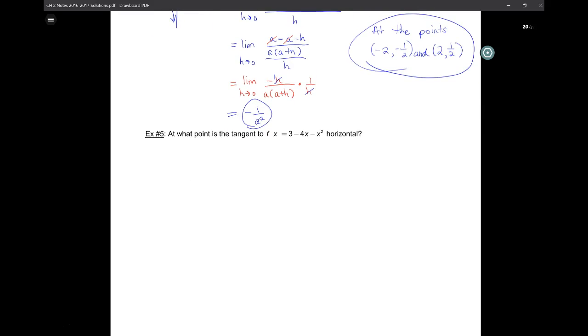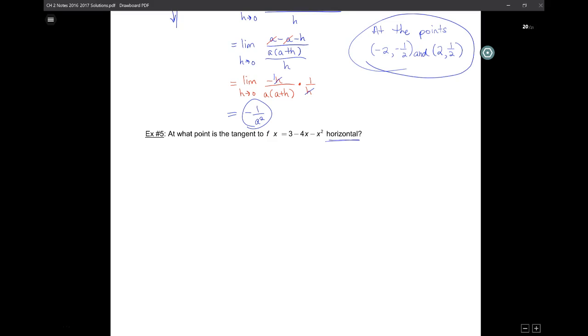Next one. At what point is the tangent to f of x equals 3 minus 4x minus x squared horizontal? Well, you can actually do this without any calculus, because what kind of graph is this? It's a parabola, and it's upside down. So picture, where would you have a horizontal tangent? At the peak, the vertex. And so could we find the vertex of this? Yes, but we don't want to because we want to practice our lovely formula.